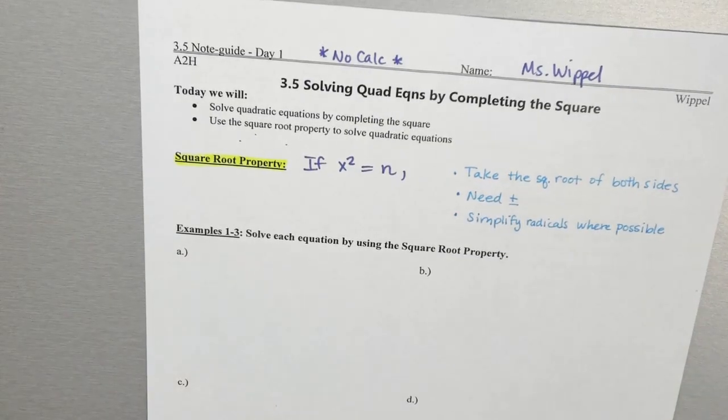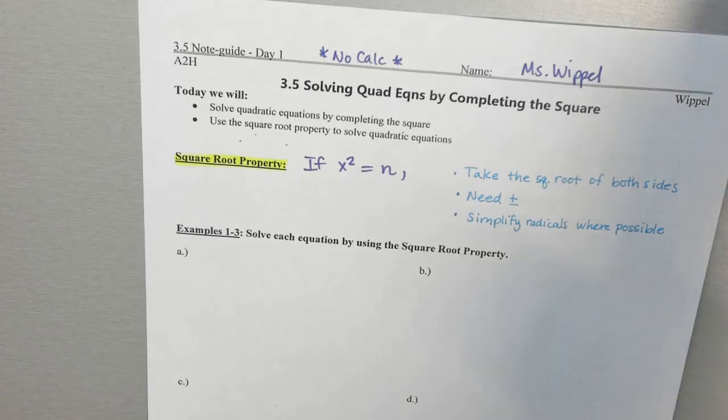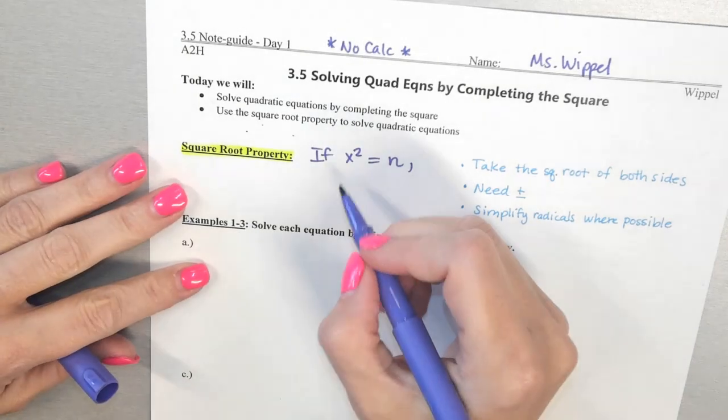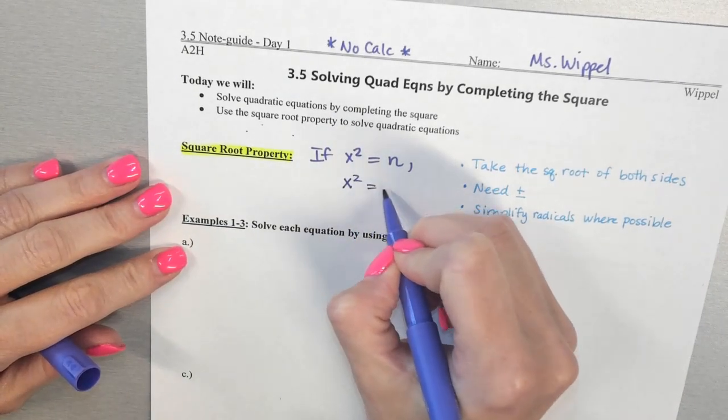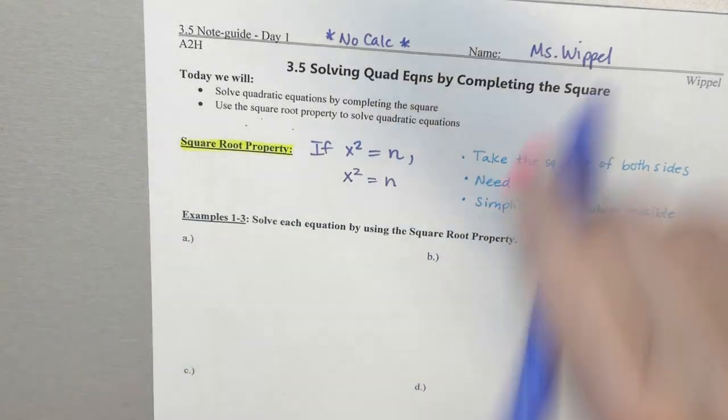So you might hear like, oh, you need an exact value or it needs to be in simplest radical form. Okay, that's when you have to simplify radicals. And of course, when we're simplifying radicals, what we're looking for are perfect squares. Okay, so let's write this out.